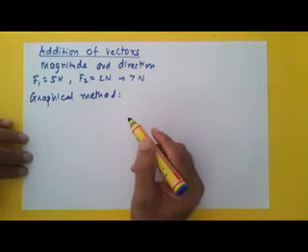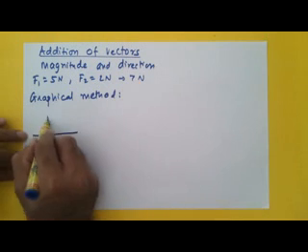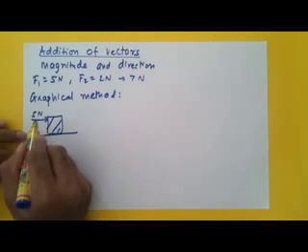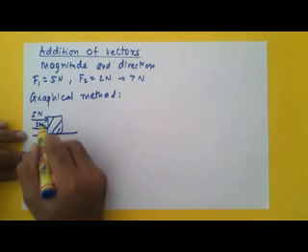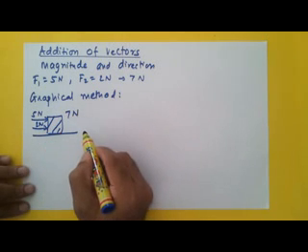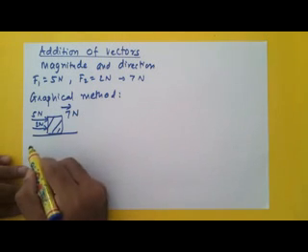Let me first give an example. Supposing you have an object, a block over here, and there's a force of 5 Newton acting on this and 2 Newton acting on this. Since these two forces are in the same direction, we can say that the total force acting on this is 7 Newton in this direction.